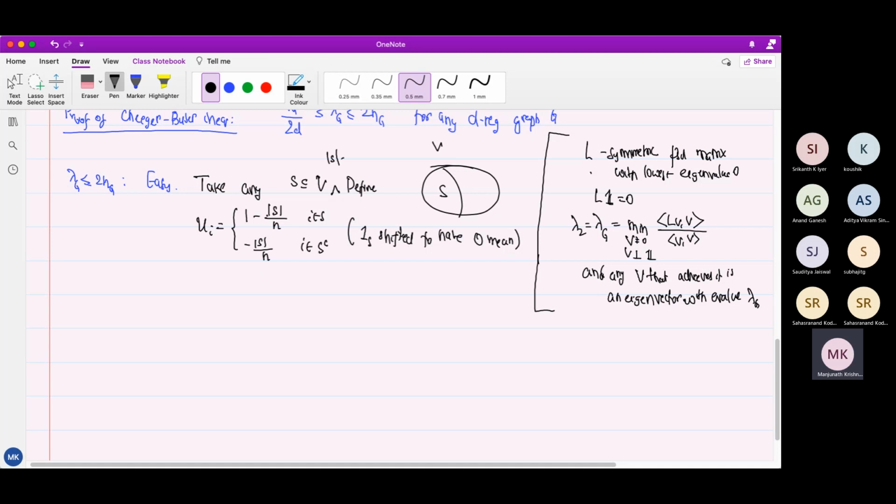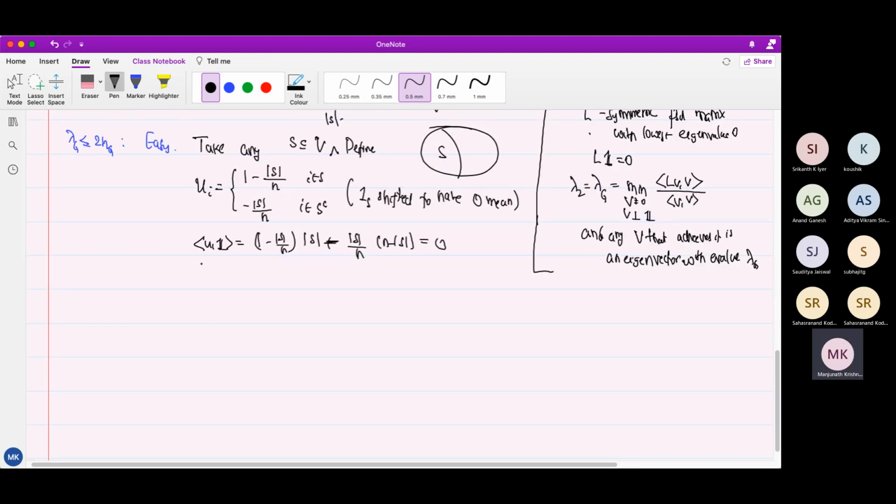So then this is exactly because you will get 1 minus s by n, into s, and then minus s by n, into n minus s, right? So the inner product of u with the constant vector is (1 minus |S|/N) into S minus S/N into (N minus S), which is clearly 0. Okay, so it is orthogonal to the first vector, and you now calculate its coefficient.